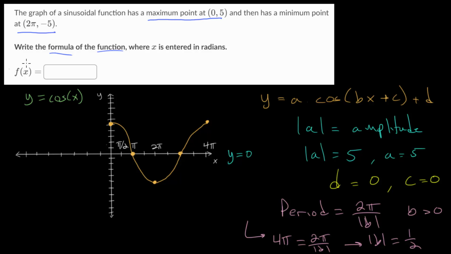So from here, we can put all of our information together to figure out our function. We know a is 5. We know we have the cosine of 1/2 x plus 0, and then we have plus 0 on the outside. So this right here looks to be our final answer. And of course, we can check this by using a graphing calculator to plot our function and then making sure that both of these points are actually on that curve.